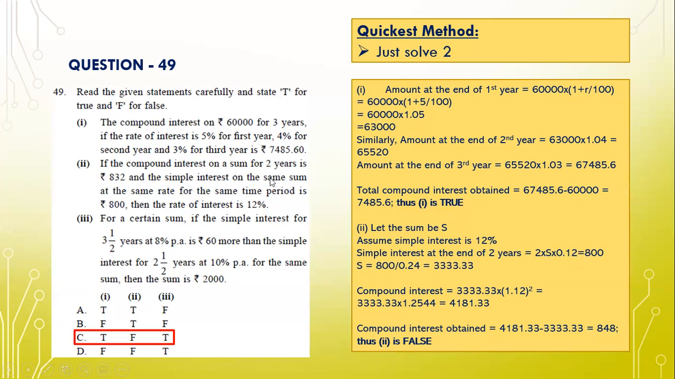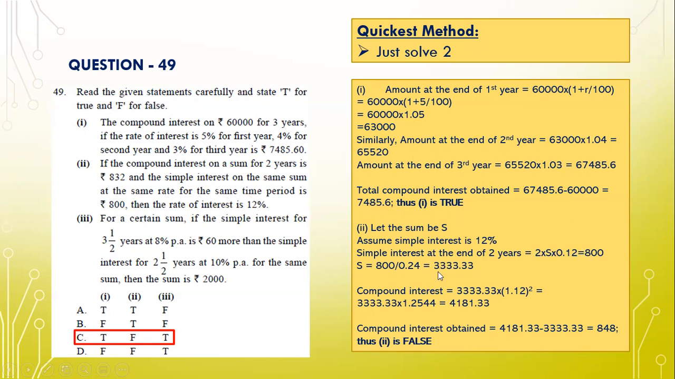They say that the simple interest on the same sum at the same rate for the same time period is 800, isn't it? So S is equal to 800 upon, what is 2 into 0.12? 2 into 0.12 is 0.24. So 800 upon 0.24. So S is equal to 3333.33.